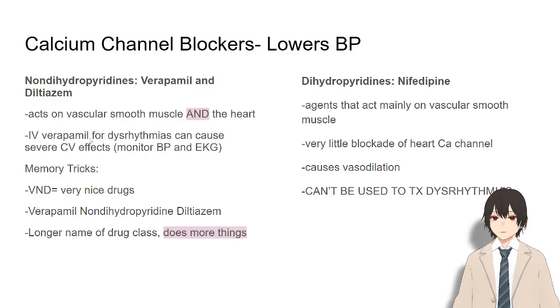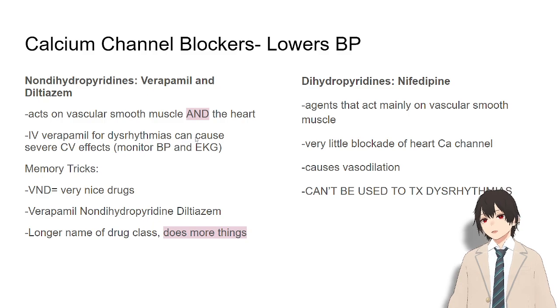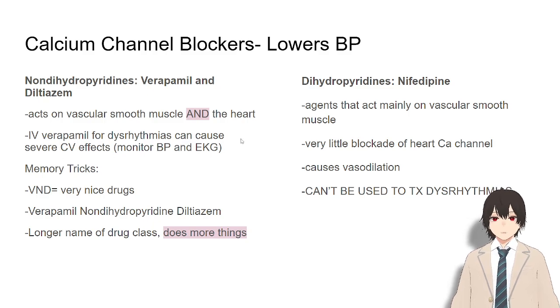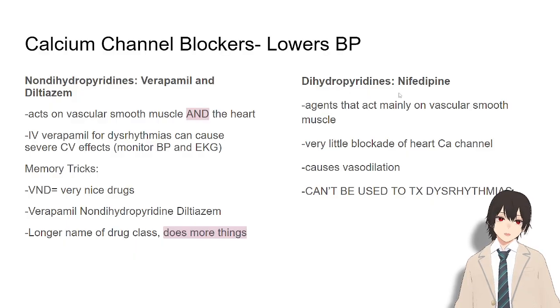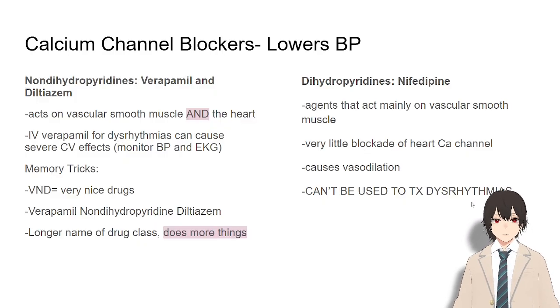You mainly use it for treating dysrhythmias, and it can cause severe cardiovascular effects. So you want to make sure you're monitoring the blood pressure and EKG. On the other hand, the dihydropyridines, since they only act on the vascular smooth muscle, there's very little blockade of the heart calcium channels. It does cause vasodilation, but it can't be used to treat dysrhythmias, okay?